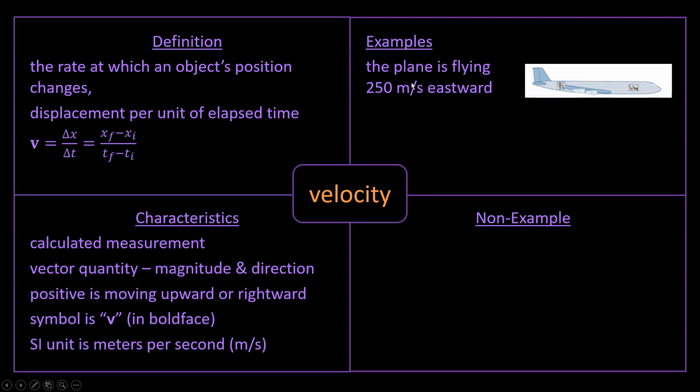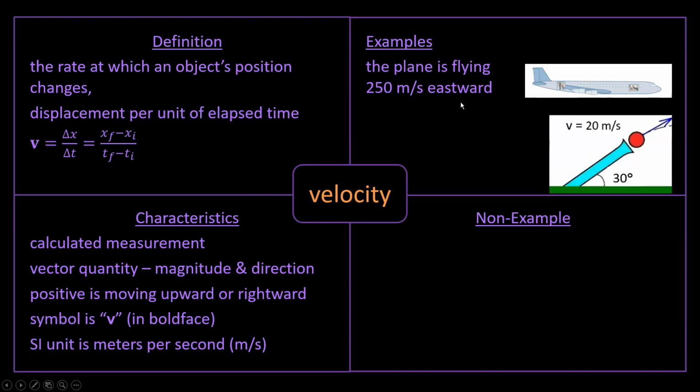Some examples here. The plane is flying 250 meters per second eastward, so it has both a magnitude and a direction. The cannonball's initial velocity is 20 meters per second at 30 degrees. Here, the magnitude is 20 meters per second, and the direction is 30 degrees. Notice that directional angle is measured counterclockwise from the positive x-axis.